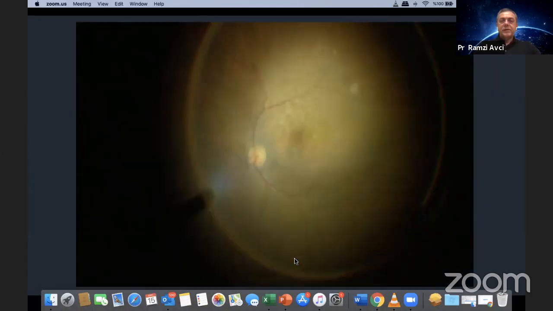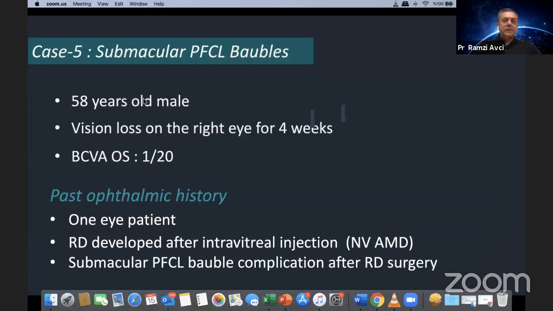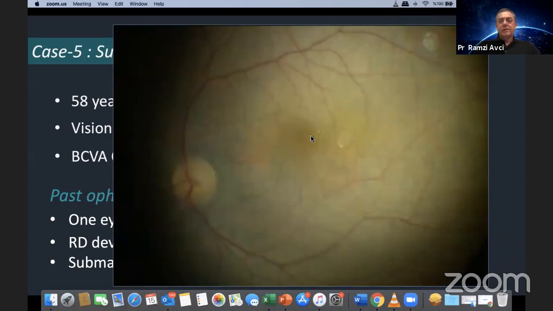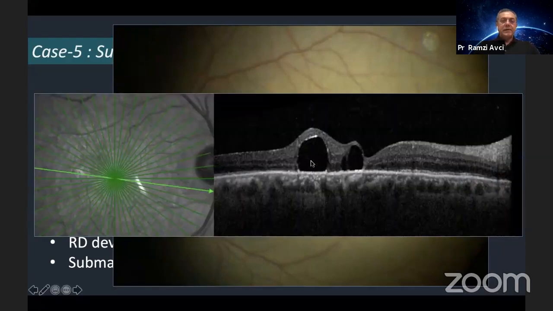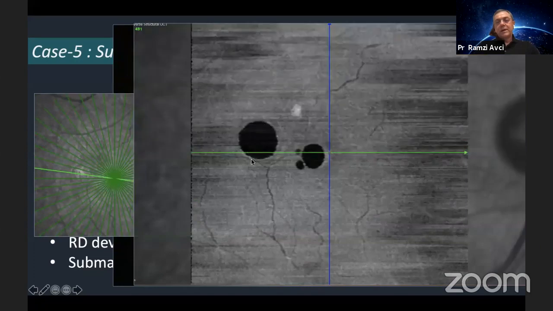Yeah. So this is a submacular PFCL bubble referred to our department with this complication. So you can see the two bubbles. One is on the subfoveal area, and the other is temporal part of the fovea after retinal detachment surgery. And in OCT, we can see the multiple bubbles. But again, fast OCT perfectly shows all the bubbles, small and large, and the size of the bubble. In this patient, there were 4 bubbles, and we missed one of them with OCT.